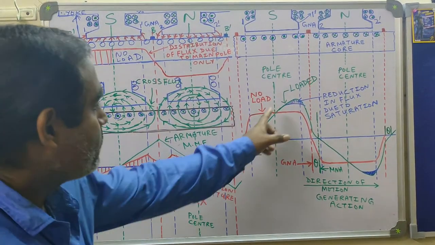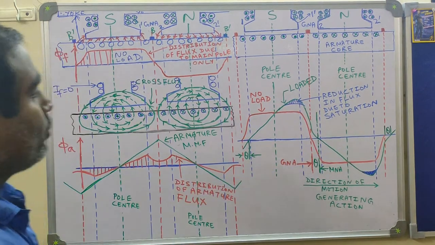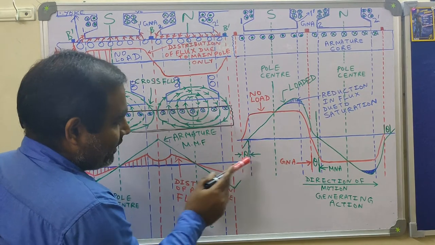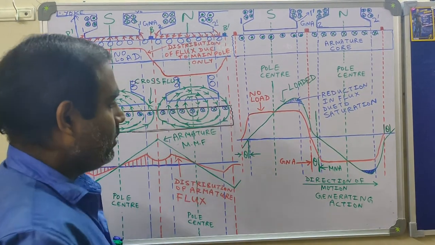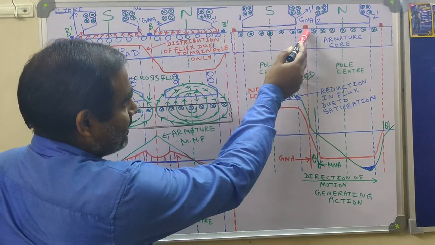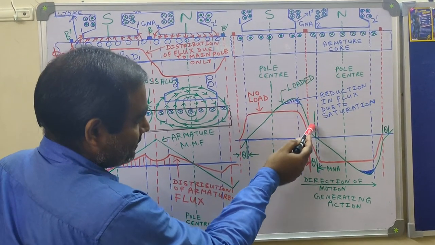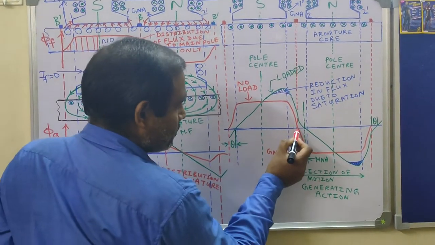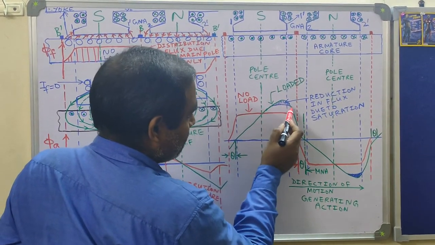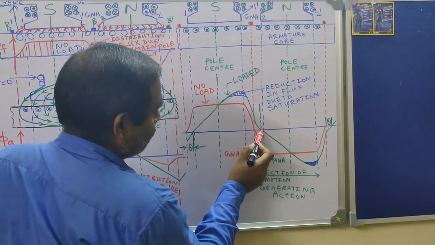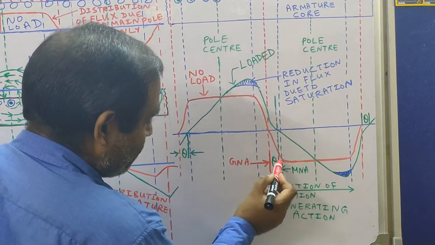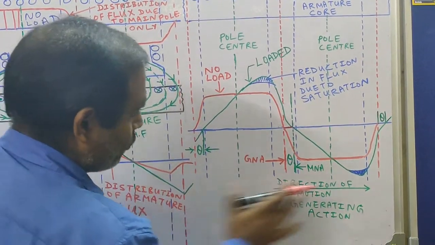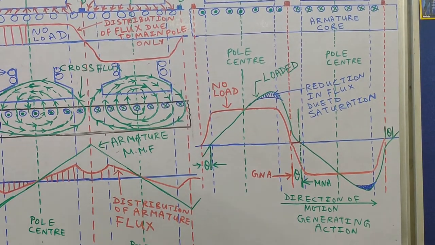When you observe this green colored waveform, you will notice one thing. What is that? The zero crossing of the waveform has shifted in the direction of motion. You see, at this brush axis, that is the geometric neutral axis, under no load condition this was the zero crossing, but when it is loaded, the zero crossing shifts to this point. That means what? There is a shift by how many degrees? Theta degree. There is a shift by theta degree in the direction of rotation. This is one effect we have seen.